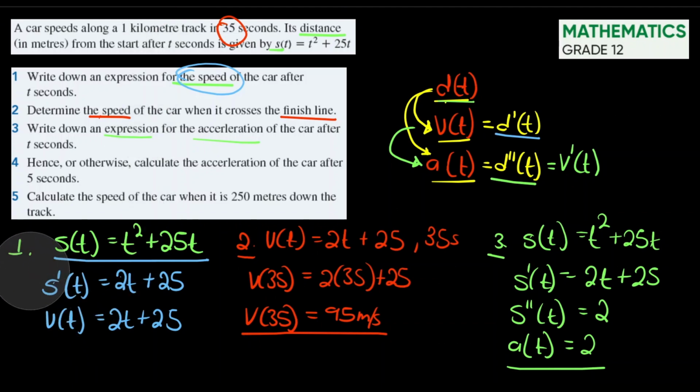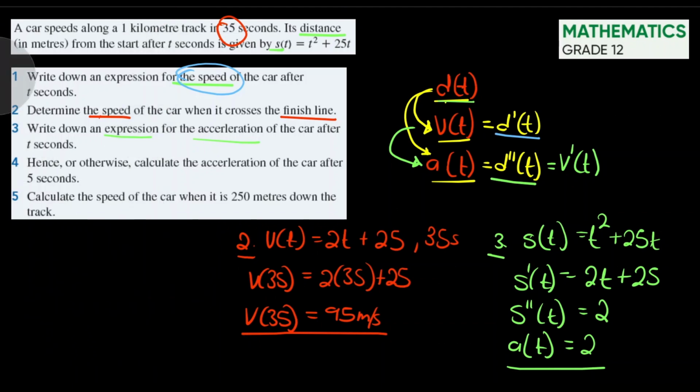Then we move on to the fourth question. The fourth question is asking us hence or otherwise. Whenever they say hence or otherwise, it just simply means use the previous answer to answer the following question. Calculate the acceleration of the car after 5 seconds. So to calculate the acceleration of the car after 5 seconds, this is our formula.